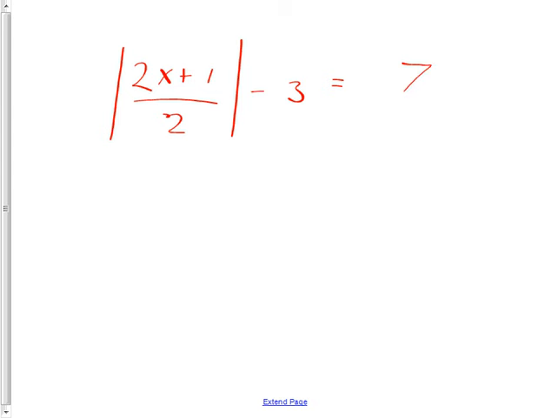Okay, there it is. Give that one a shot. Definitely got a lot more steps. That's what makes it more like an R3 kind of question. I'm going to pause while you work on that one.